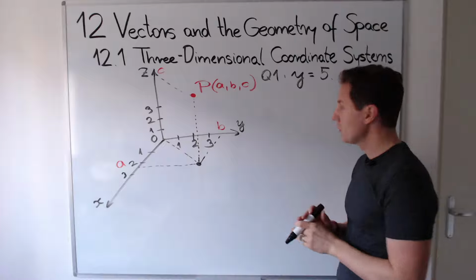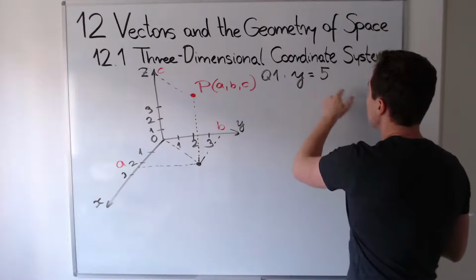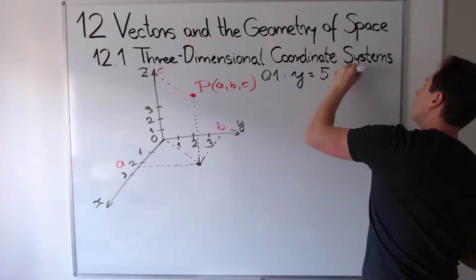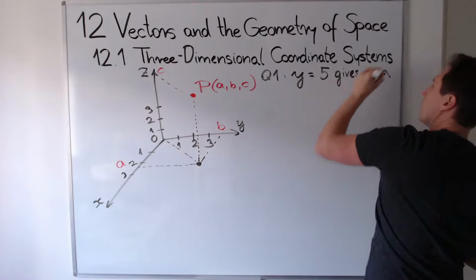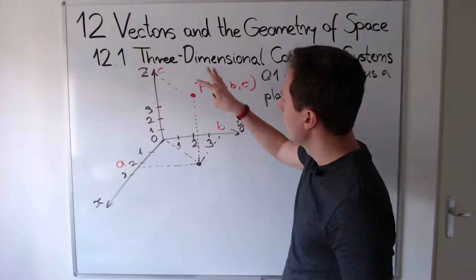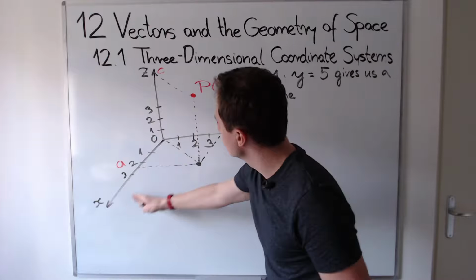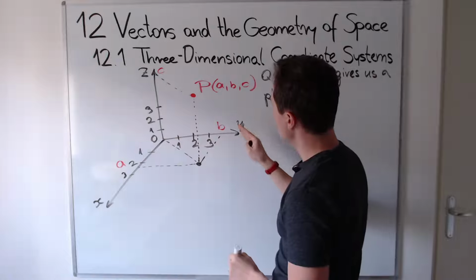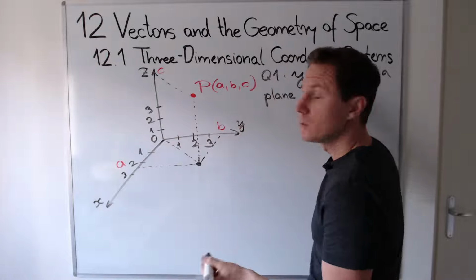Okay, I hope you paused the video. So this equation gives us a plane that is parallel to the xz plane, so that wall, and intersects the y-axis at y equals 5.